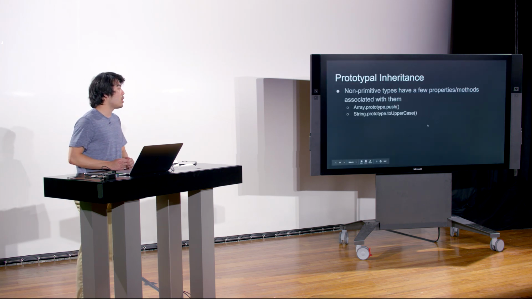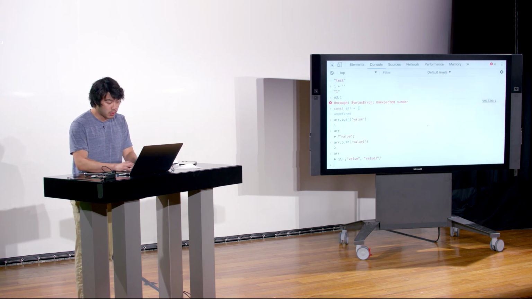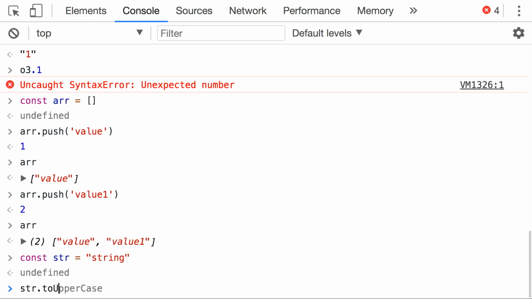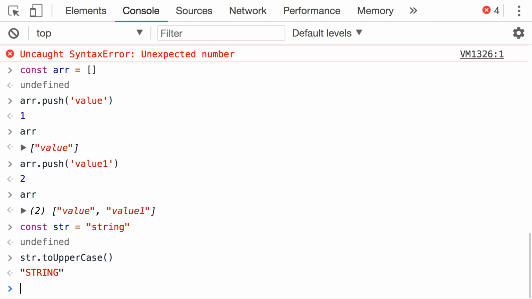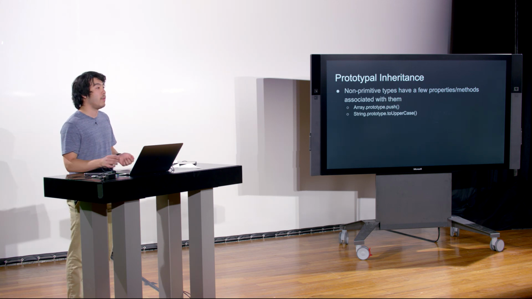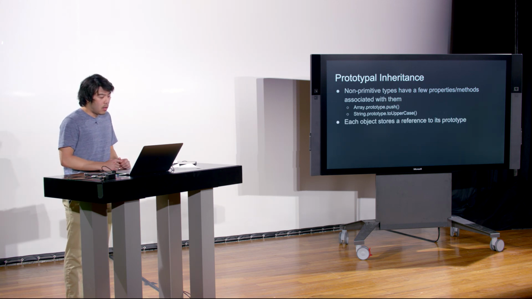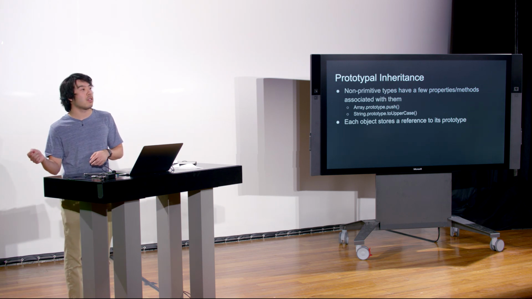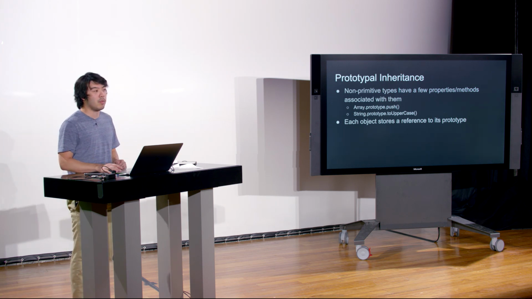Another one would be like string.prototype.toUpperCase. So say we were to have some string. If we did str.toUpperCase, now we're left with a new string with all uppercase. So these are just functions that we can invoke on any non-primitive that gives us something else. That is available to all non-primitives of a given type. So each object stores a reference to its prototype, meaning it knows about all of these methods, and it stores a reference to that object in order to know where the code to actually run these methods lies.